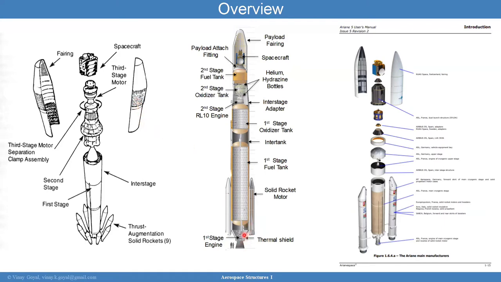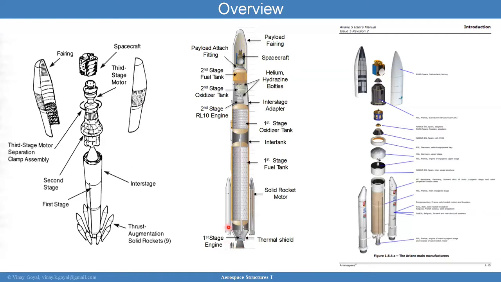So a first stage engine usually is a liquid rocket engine. It doesn't have to be a liquid rocket engine. It could be a solid rocket motor. But the picture I'm showing here is a liquid rocket engine. You could also have a thermal shield, and the thermal shield is there to protect hardware from getting hot, particularly because your engine is just right here.